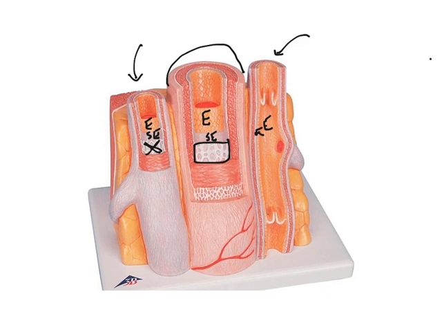Now, one thing in the vein you'll notice is right here, these are valves. Valves are made up of folds of the endothelium, and veins have valves, but arteries do not.